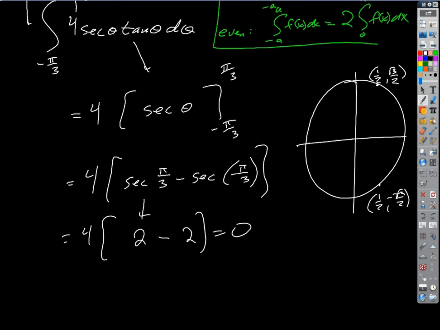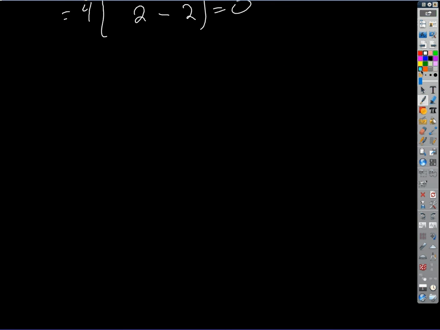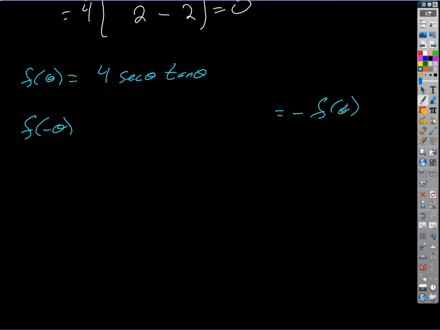4 secant theta tangent theta. F of theta equals 4 secant theta tangent theta. What's my test for an odd function? Negative theta. If you have a negative theta. So if I plug in a negative value for the argument, for the variable, I get back the opposite of f of theta, right? So we'd have to show that f of negative theta equals negative f of theta, right? Well, what's that give us?